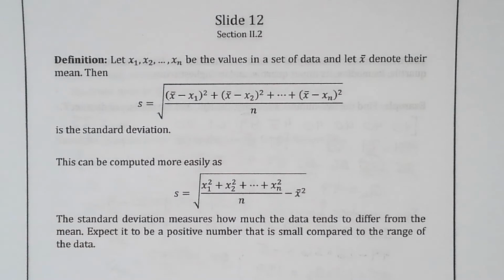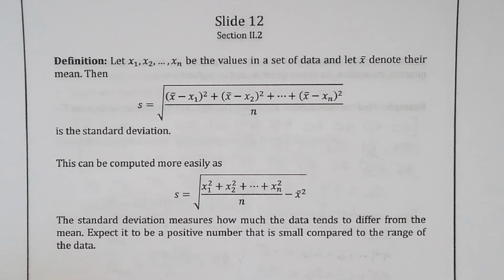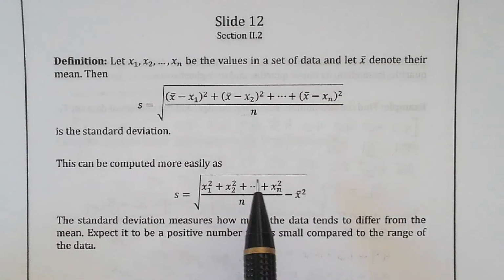The standard deviation measures how much the data tends to differ from the mean. Expect it to be a positive number that is small compared to the range of the data. So if you get something like negative 15,000, then you know that you probably messed up the order of operations. You really need to practice it a few times to make sure that you understand how the formula works.